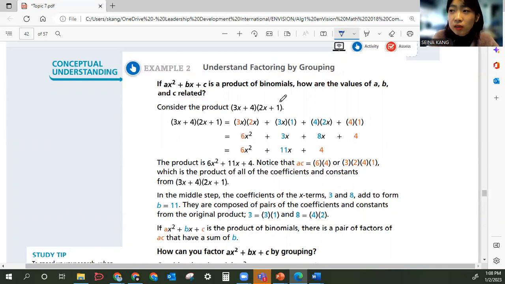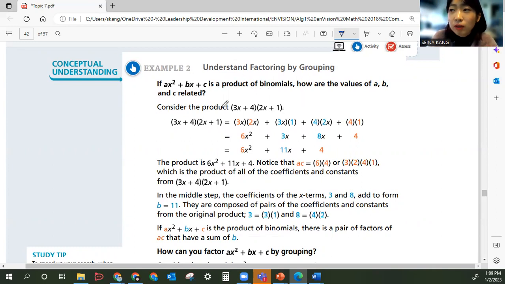So first, we're going to explore a little bit. We're not going to answer this right away. We're going to explore and try to understand the binomials and trinomials, okay? So first, let's consider this product. You don't know where it's from, and that's okay. Just consider this: 3x plus 4 times 2x plus 1.